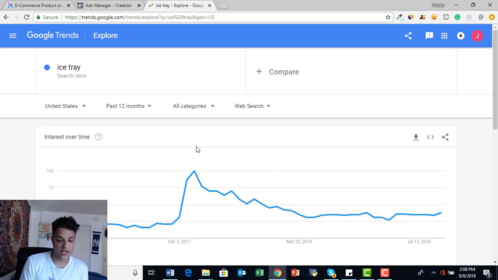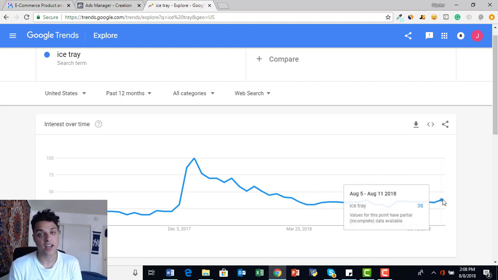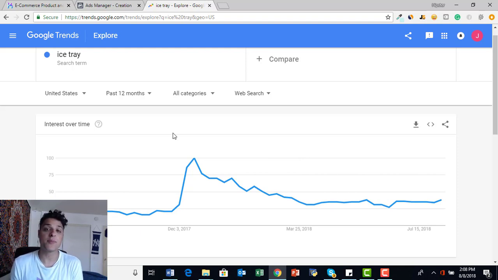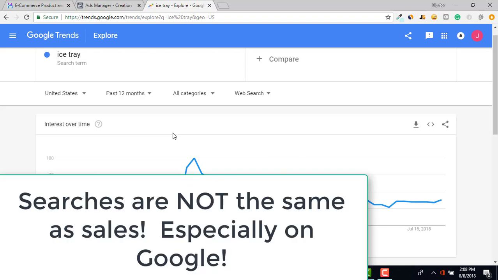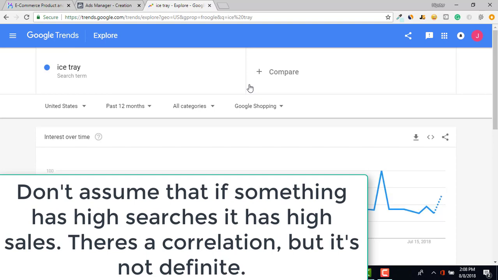So we can see ice tray right here had a very big increase around Christmas time, and then it flattened out and it looks pretty inconsistent. But when we're on Google Trends, we're not just going to use the default settings. We want to make sure we're actually analyzing shopping trends. So you can see right here, there's a category called web search. We're going to go to Google Shopping. What that does is when we're on Google Shopping, it'll actually organize the sales.